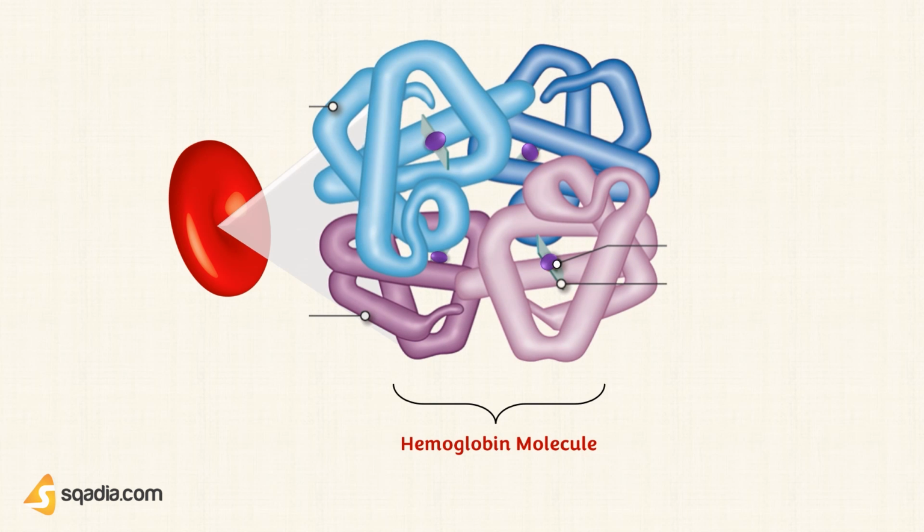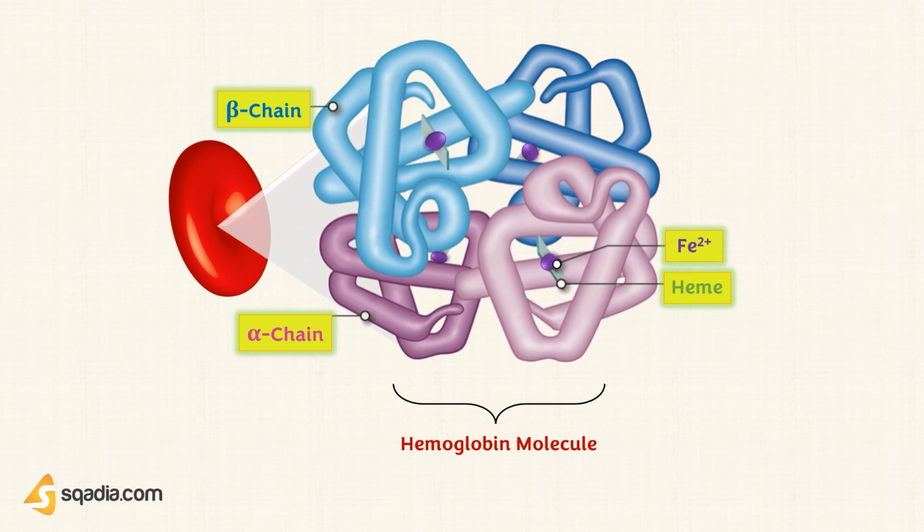RBCs have a protein called hemoglobin, abbreviated as HB. It consists of alpha chain, beta chain, and heme group. Heme group has iron at its center. Iron is a mineral that the body needs for growth and development, which binds oxygen molecule. Each hemoglobin molecule has 4 heme groups, which can bind 4 oxygen molecules.